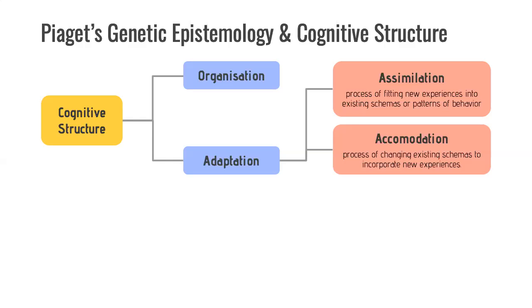Assimilation is the process of fitting new experiences into existing schema or patterns of behavior. It is absorption, by fitting new experience into existing schemas. Accommodation, on the other hand, means the process of changing existing schema to incorporate new experience, which means there are some changes in the schema in order to fit the new knowledge that comes into the cognition.